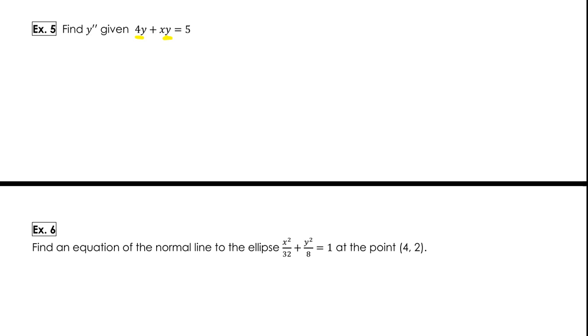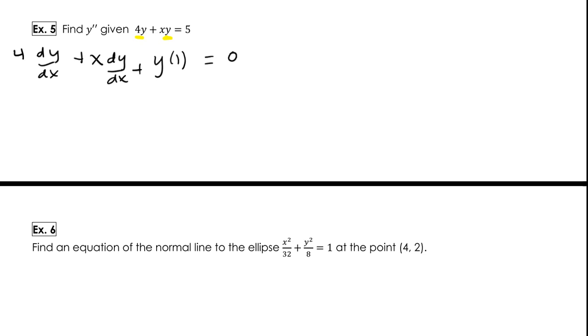The derivative of 4y, 4 is a scalar, and the derivative of y is dy/dx. We have to use product rule for xy. So x, which is the first, times the derivative of the second, plus the second, which is y, times the derivative of x, which is 1. You don't have to write that 1. And the derivative of 5 is 0.